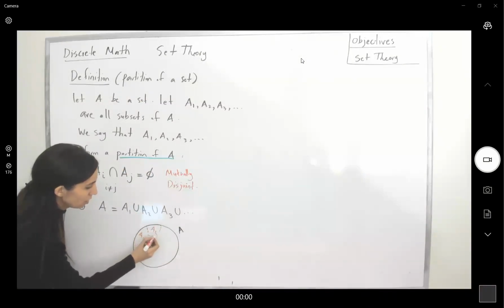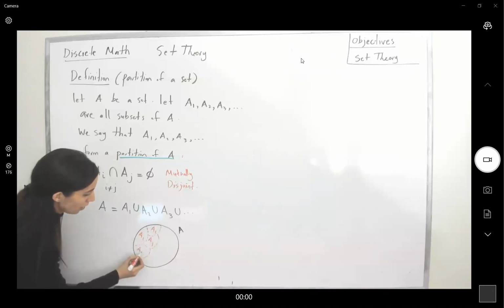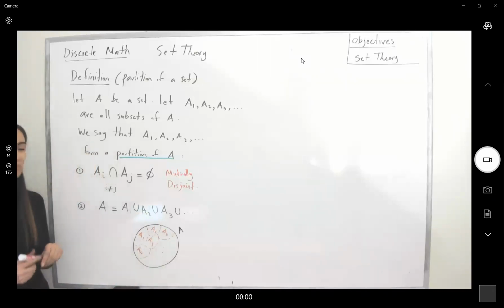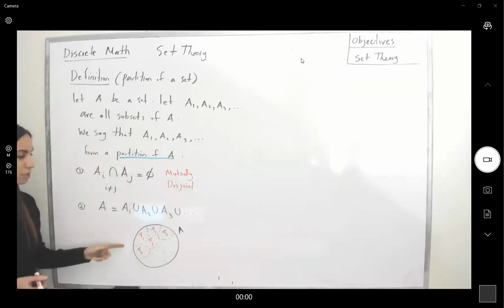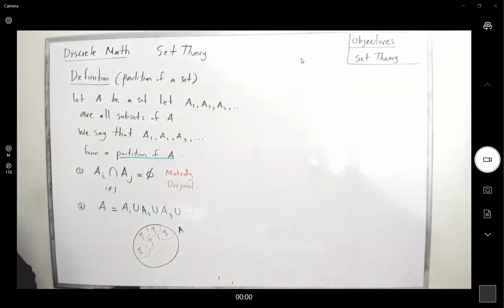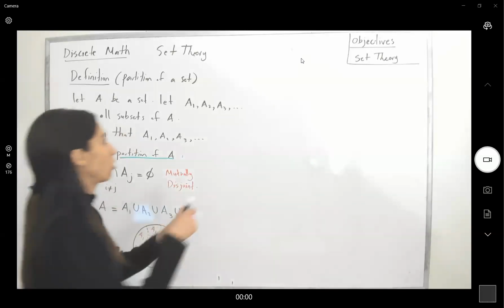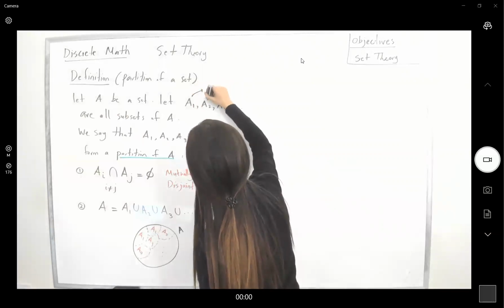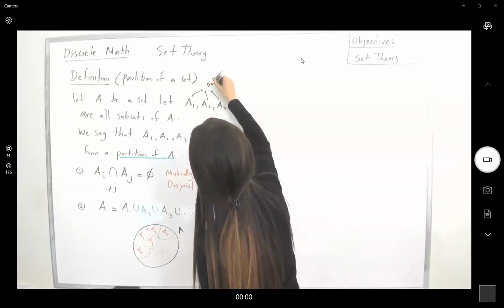A sub 1, A sub 2, A sub 3, A sub 4, A sub 5, and the rest of it. If you take the union, it is equal to A, and they are mutually disjoint. And note that your A sub i's are all non-empty. So they are not equal to empty. Not empty.